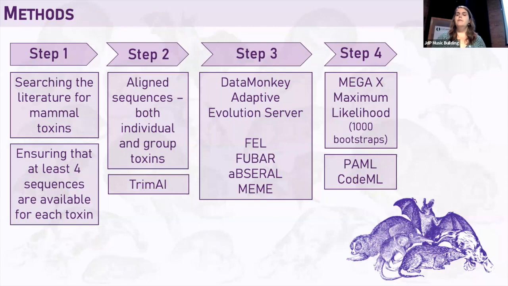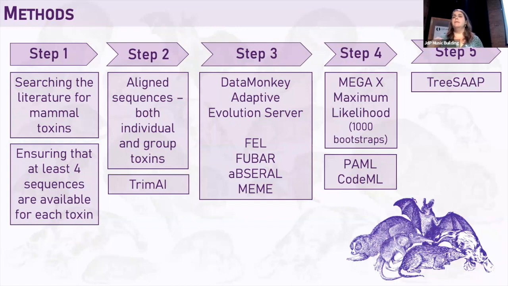To use PAML, which calculates the overall dN/dS, that really critical function that I'm after, you need to produce a maximum likelihood tree done in MEGA X. And then I don't have any results from TreeSAAP that I'm talking about today, but TreeSAAP is a really interesting program that will look at where diversifying selection is happening at a site, and it will tell you if that has impacted a property of an amino acid.